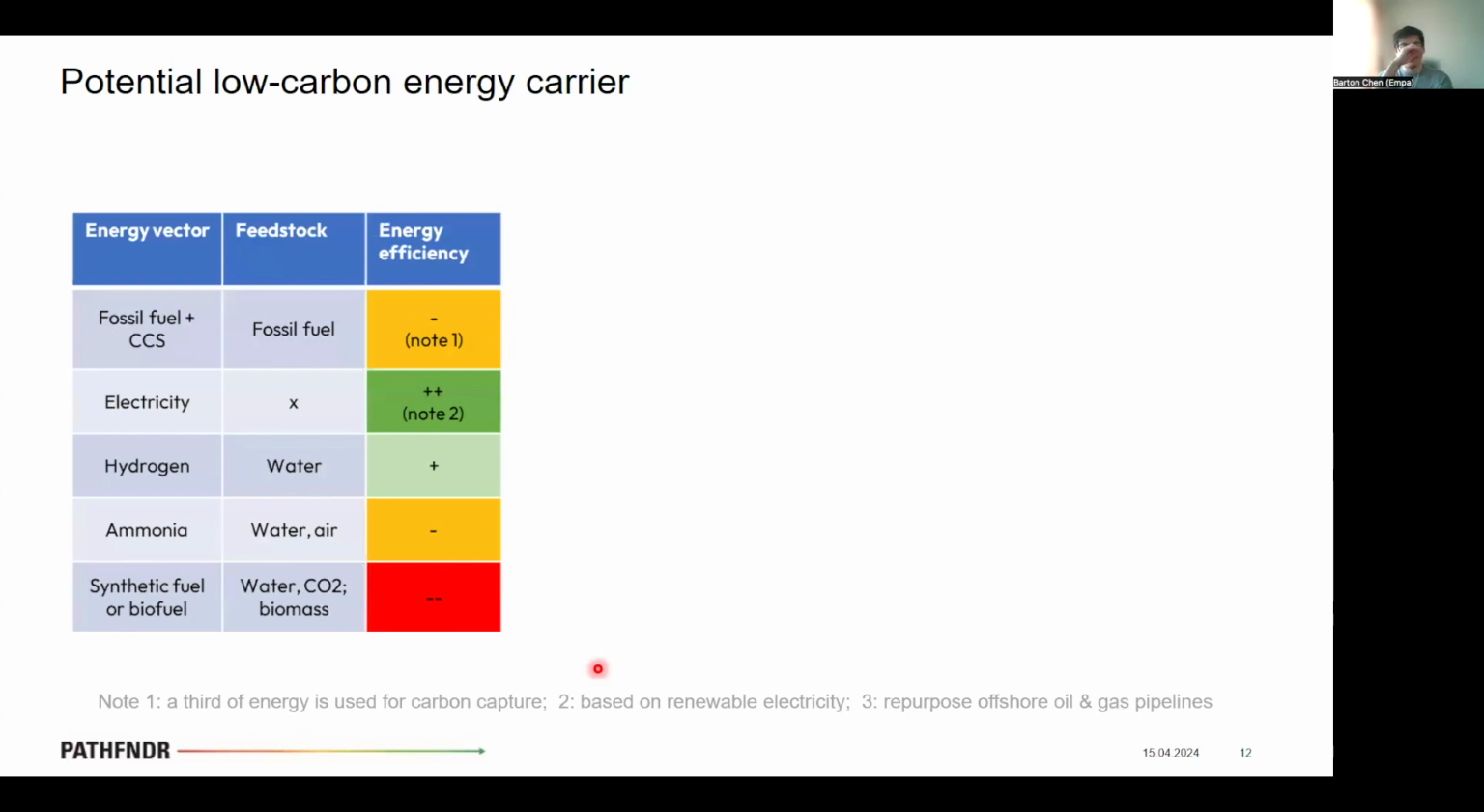So based on this, you probably can see that when we go from electricity further down to synthetic fuel, there will be more and more energy conversion. So the energy efficiency will be lower and lower. Which means in terms of energy efficiency, we like to use electricity, but we don't want to go further down.